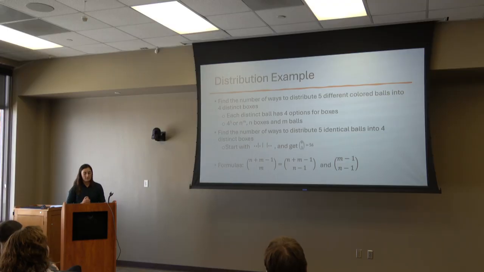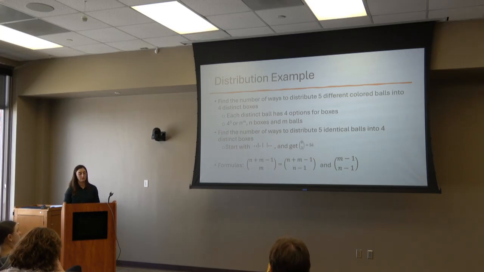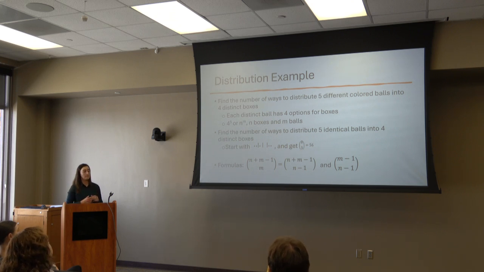Moving on to distributions, which combines permutation and combination techniques to find the number of ways to put objects in places. So if we want to find the number of ways to distribute 5 different colored balls into 4 distinct boxes, each distinct ball has 4 options for those boxes. So if you have a red ball, you have 4 options for that one, and then if you have a green one, you also have 4 options. So for those 5 balls, you'll have 4 to the 5th. But if we change the problem slightly and indicate that all of the balls are the same, this changes the problem drastically.